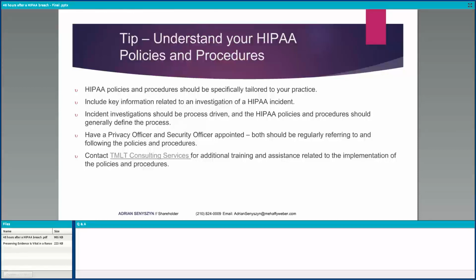Yeah, and having a comprehensive set of policies and procedures is critical to an investigation, because one of the questions you'll always receive is, please provide a copy of your policies and procedures prior to the incident, and please provide a copy of your policies and procedures after the incident. So they're looking to understand, what did you have in place before the incident, and how did you modify it in response to the incident? And that would be with any administrative investigation from the Office of Civil Rights.